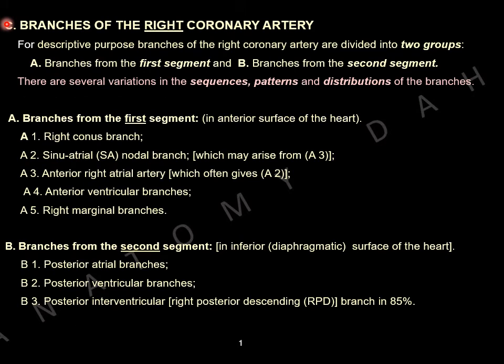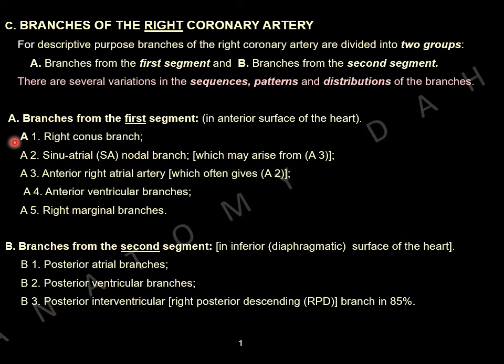Branches of the right coronary artery. For descriptive purpose, branches of the right coronary artery are divided into 2 groups. First, branches from the first segment, and second, branches from the second segment of the right coronary artery. There are several variations in the sequences, patterns, and distributions of the branches. The first group, branches from the first segment of the right coronary artery.